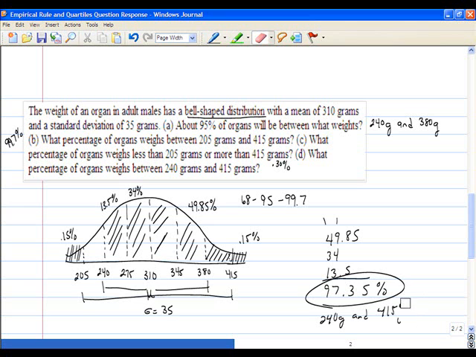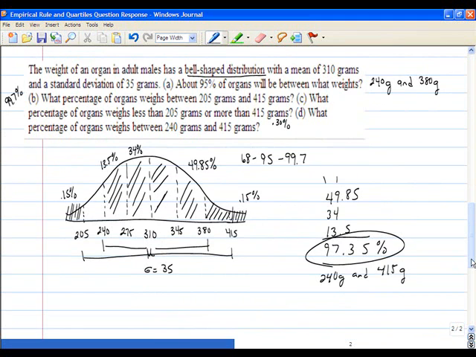Once you have your table set up based on the empirical rule, all your values, then it's just a matter of looking at your curve and adding your percentages together. If you have any more questions on the empirical rule, please don't hesitate to contact me.